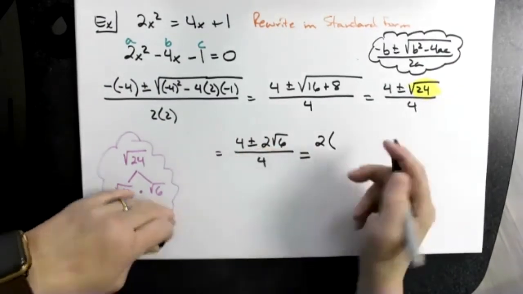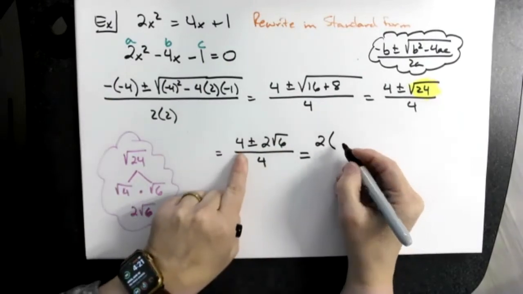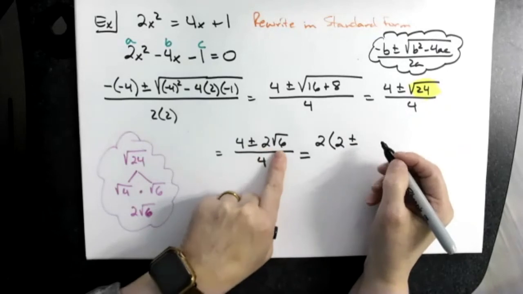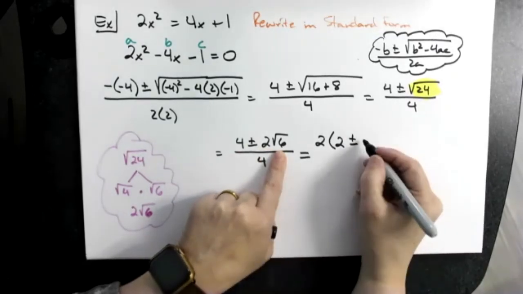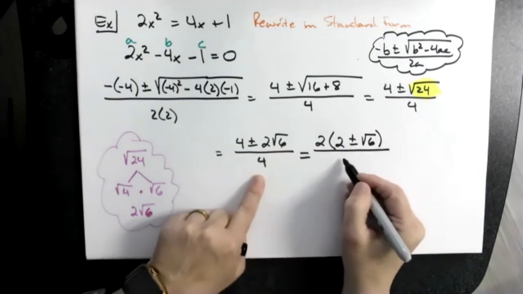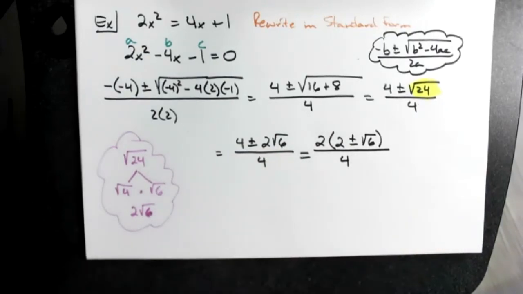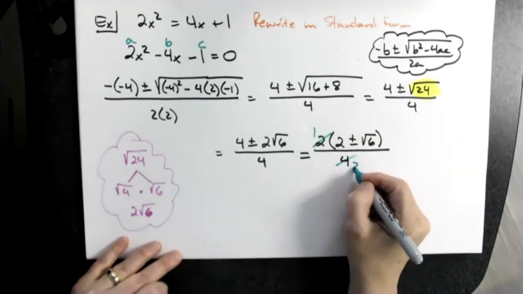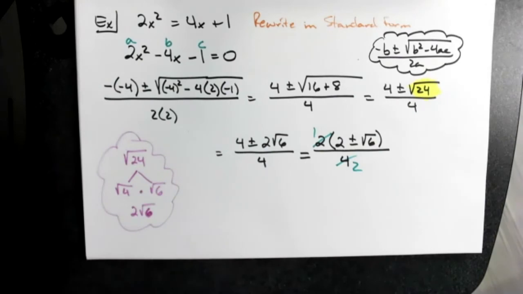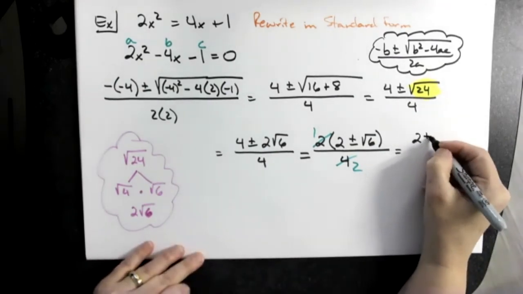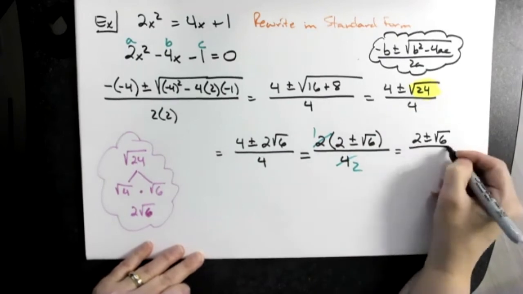Factor a 2 out. If I factor a 2 out, this first term would leave me with the 2 here, plus or minus the 2 radical 6. I take out the 2, and radical 6 is the only thing I have left. And then the 4 on the bottom. That's going to allow me to say, okay, 2 goes into 2 one time, 2 goes into 4 two times. So we will have 2 plus or minus square root of 6 all over 2.